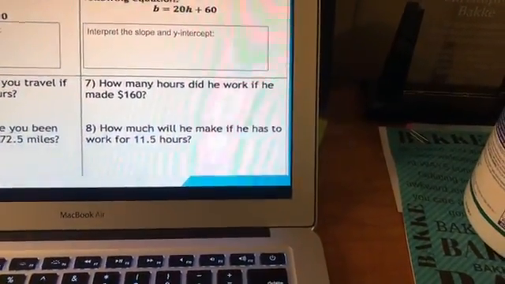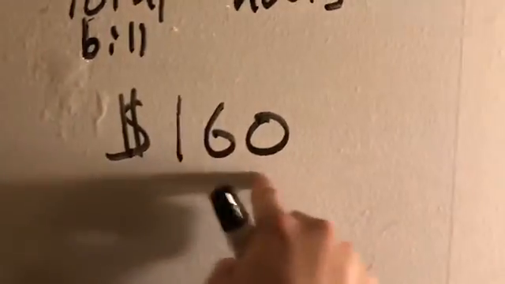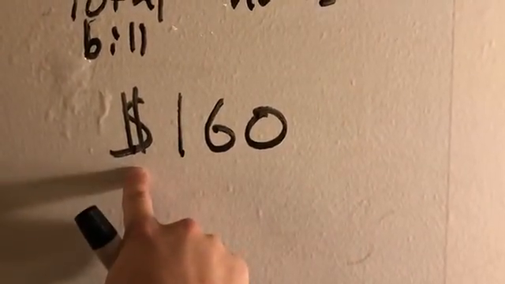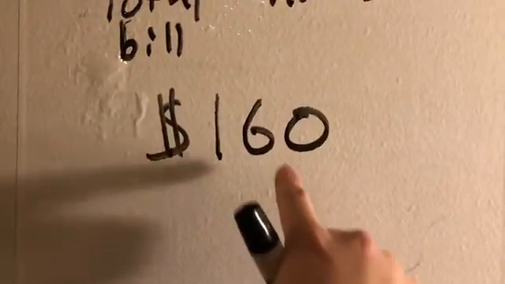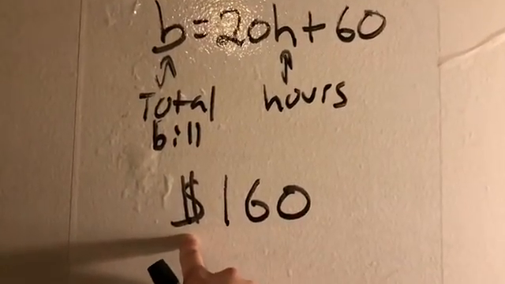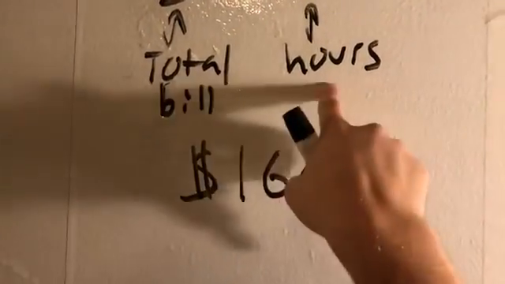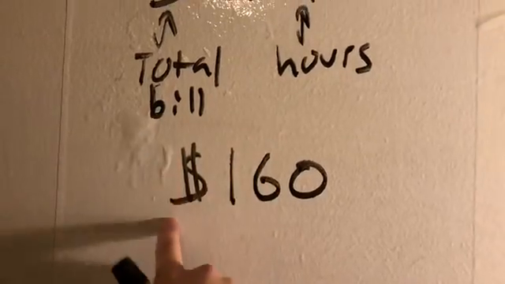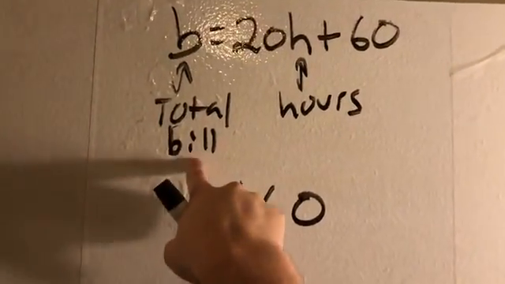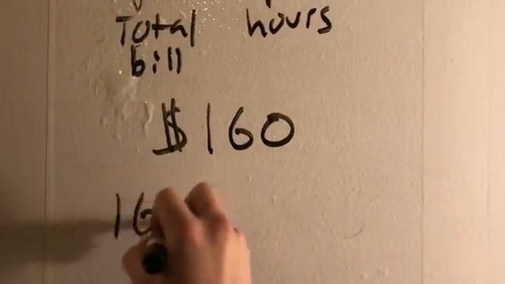Number 7. How many hours did he work if he made $160? So I'm going to write down the number from the word problem and the idea. That 160 is counting money. Not pennies, not puppies, not rainbows, but money. So now when I go up to my labeled equation, which variable matches money? Well, this isn't counting hours, but a bill is the same idea as money. So I'm going to go and replace that variable with the idea of 160.